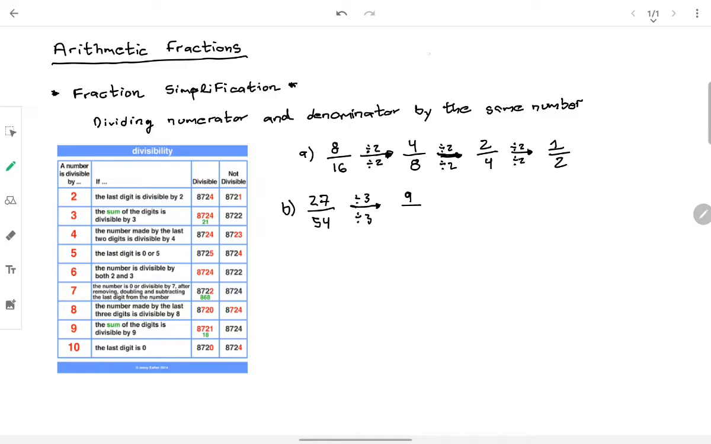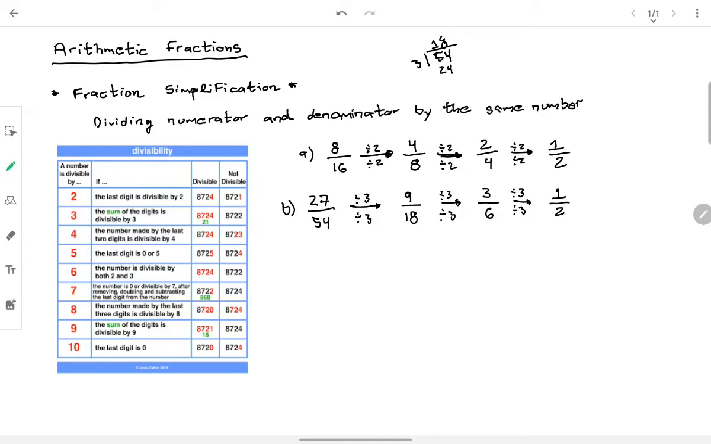18. And now we can also divide it by 3, and we will get 3/6. We can also divide it by 3, and we will get the same 1/2.